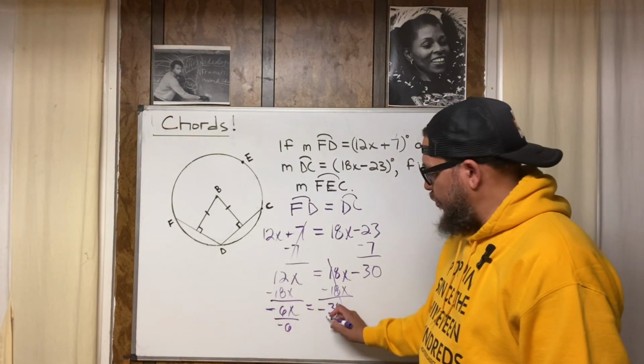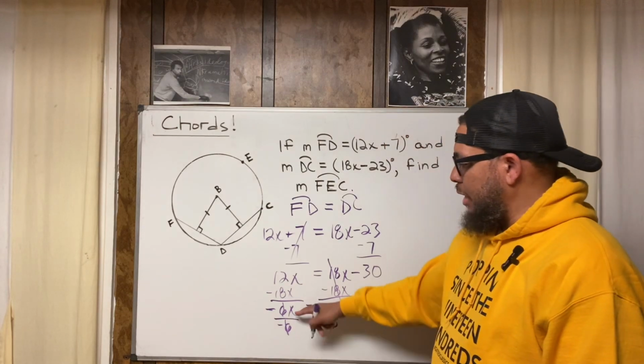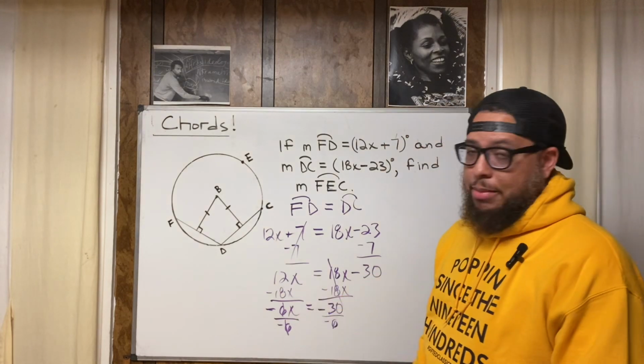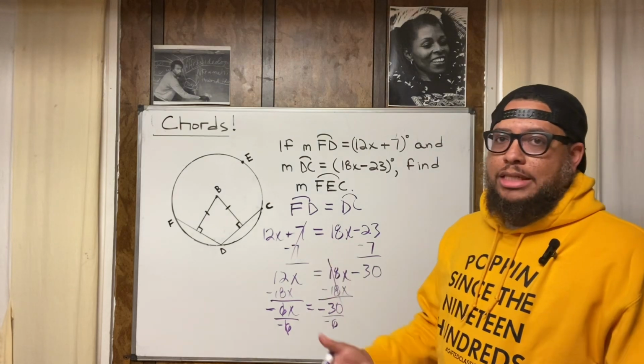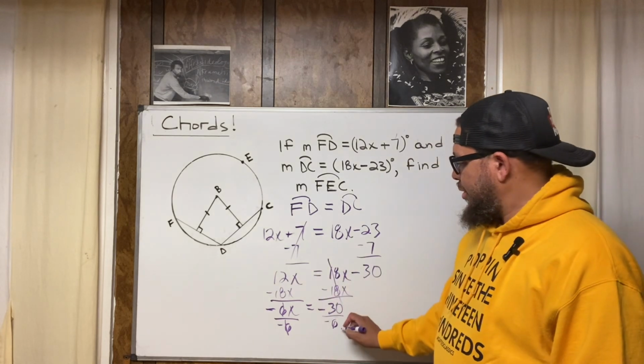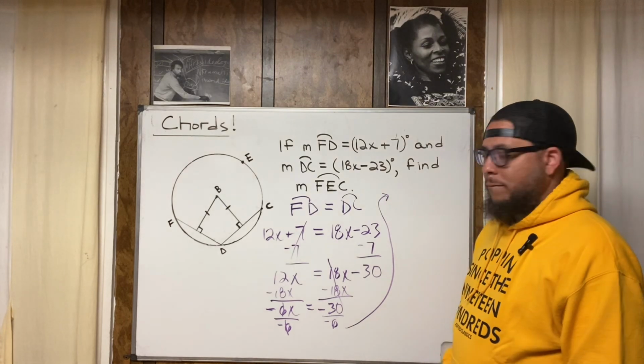If I divide on the left, I'm going to divide on the right. Boom. Negative 6 over negative 6. I'm left with just 1x. Negative 6 divided by negative 6 is 1, leaving me with 1x. 1x and x are the same thing, right?